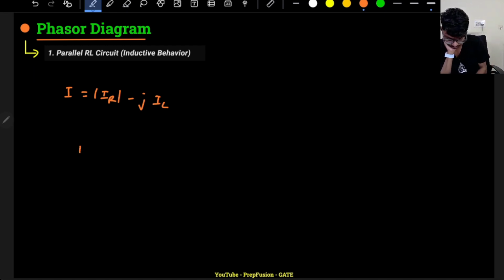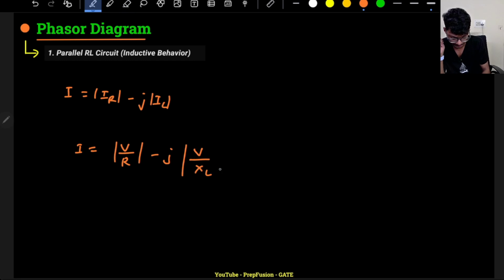I can write the magnitude of I equals the magnitude of IR, which is simply the magnitude of V by R minus j. This is the magnitude of IL, right? The magnitude of IL is the magnitude of V by XL. So I can take V out as a common term, and that equals 1 by R minus 1 by XL.